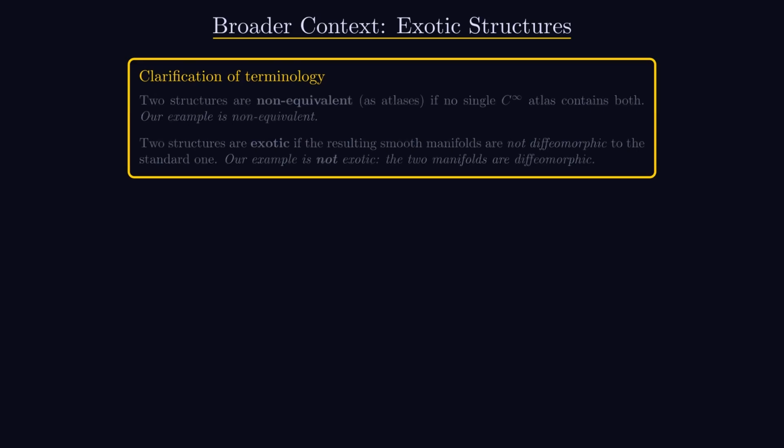Two terms must be carefully distinguished. A non-equivalent structure is one that cannot be combined with the standard atlas into a single C infinity atlas. That is, its transition maps to the standard charts are not all C infinity. Our example of phi of s equals s cubed is non-equivalent to the standard structure in this sense. An exotic structure is a stronger condition. It is a smooth structure on a manifold that is not diffeomorphic to the standard smooth structure on that manifold. Our example is not exotic. The two manifolds R_phi and R_ID are diffeomorphic via phi itself.